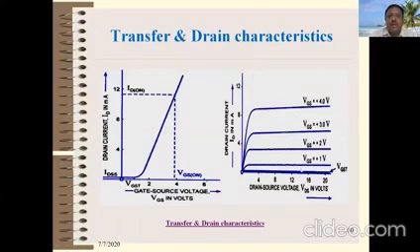Okay, so I'll repeat this topic and then we will start the next one. So this is the drain characteristics. The drain characteristics is a plot between current ID versus VDS when VGS remains constant. So VGS is a constant.